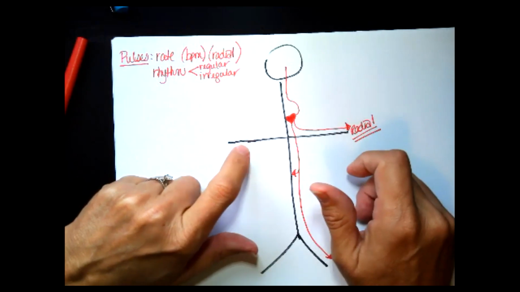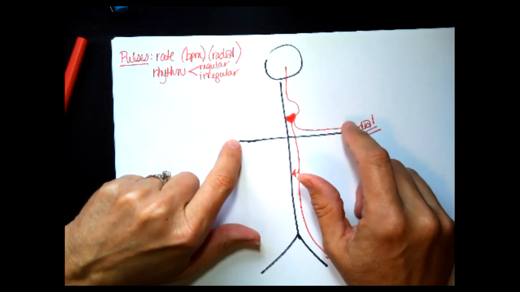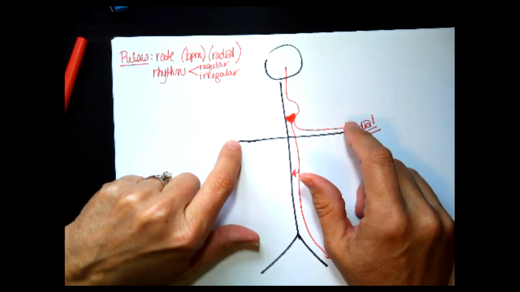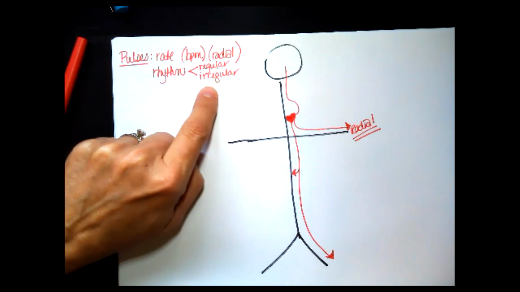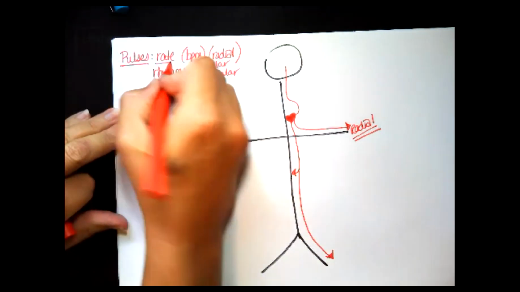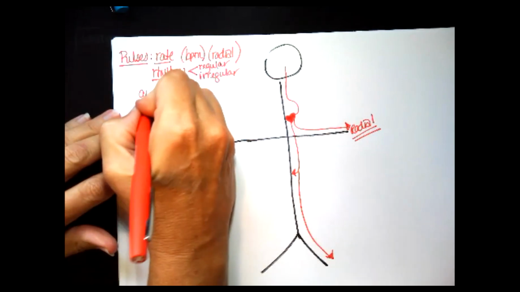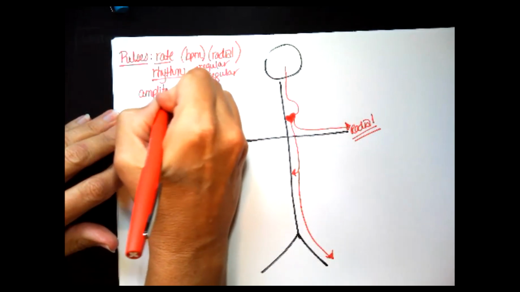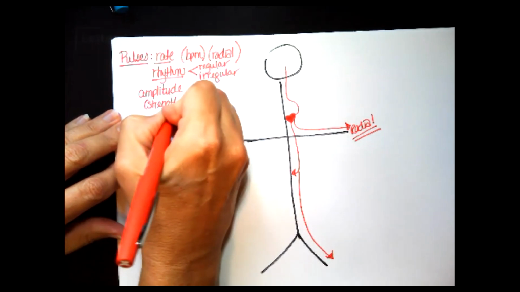Now what if you hear lub-dub, lub-dub, lub-dub, lub, lub-dub, lub-dub-dub-dub? You cannot predict that. That would be an irregular rhythm. So we're going to look for rate, we're going to look for rhythm, and then we're going to look for something called amplitude. And that's really just the strength of the pulse.